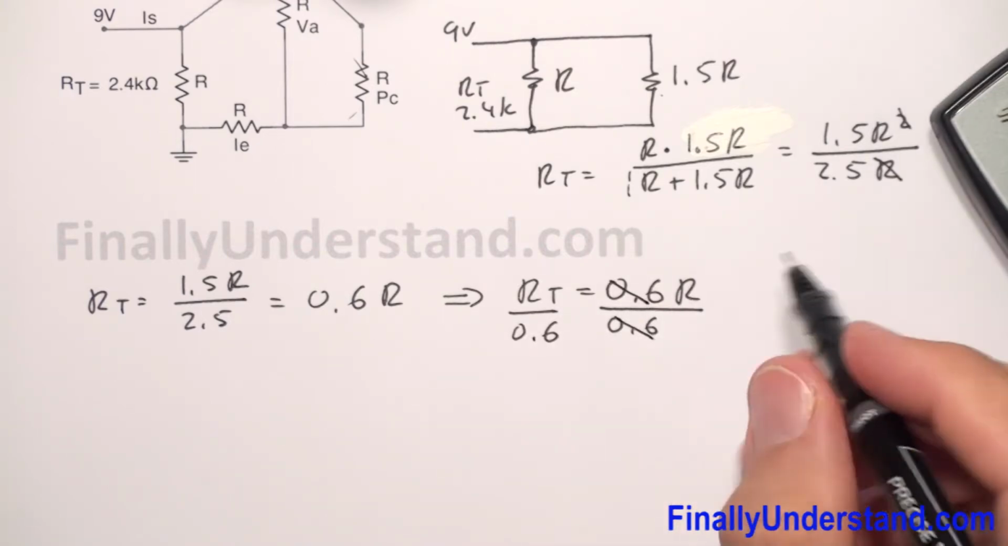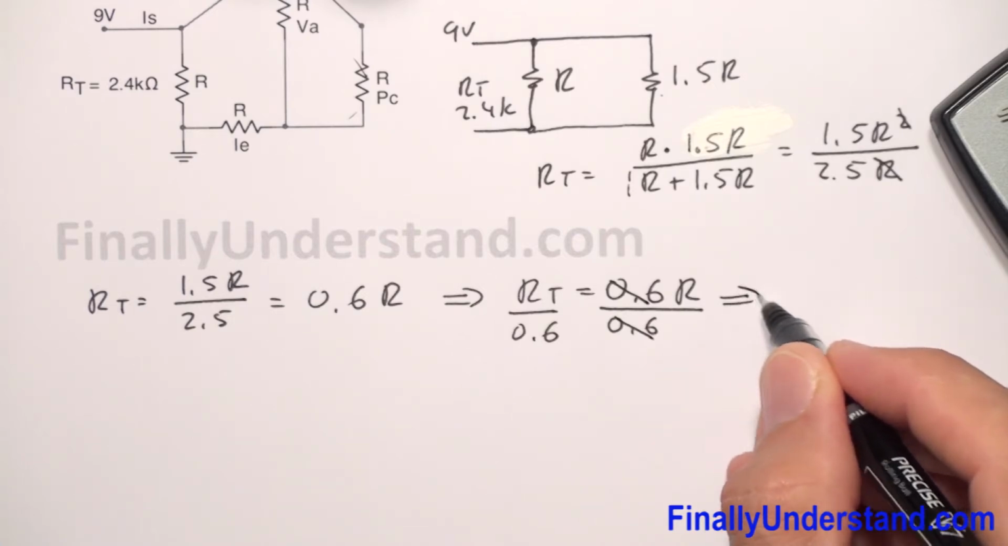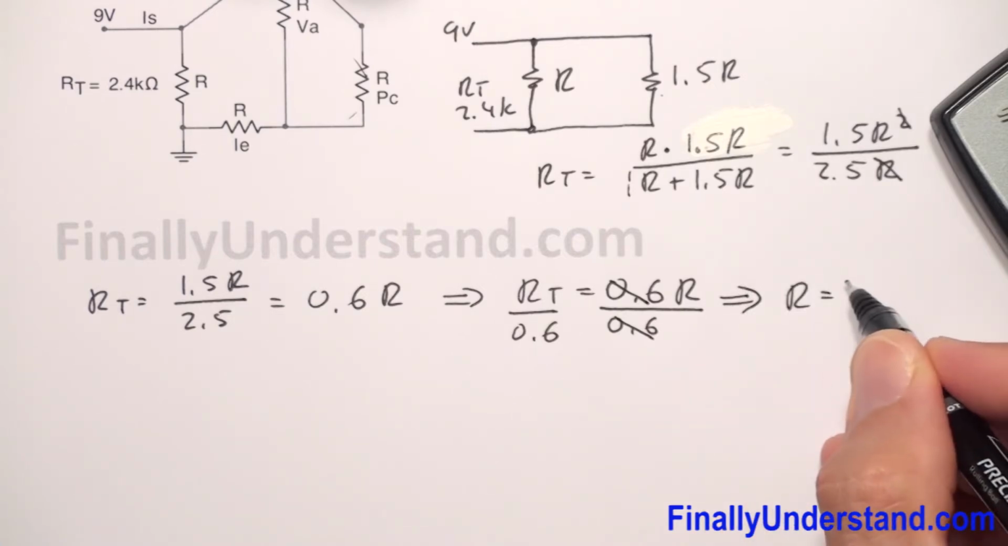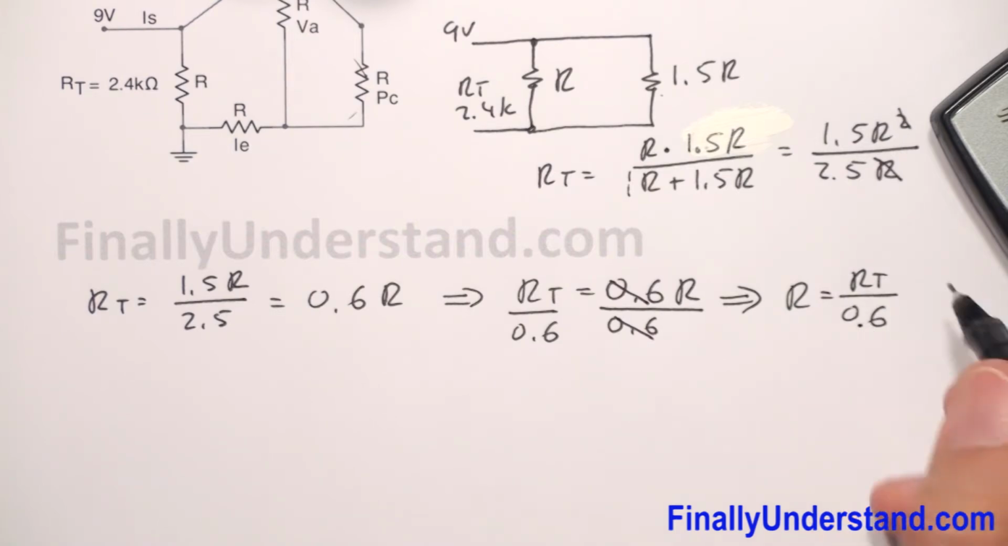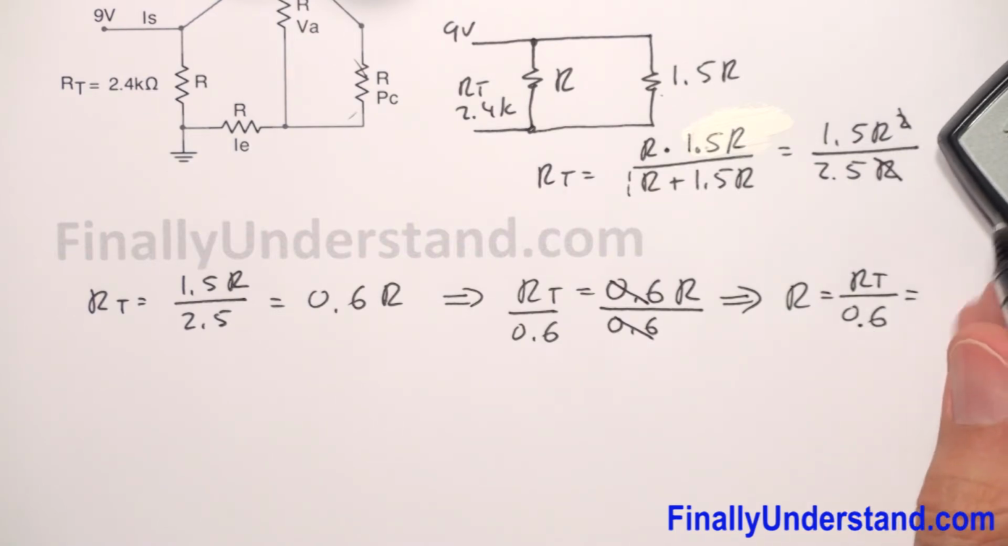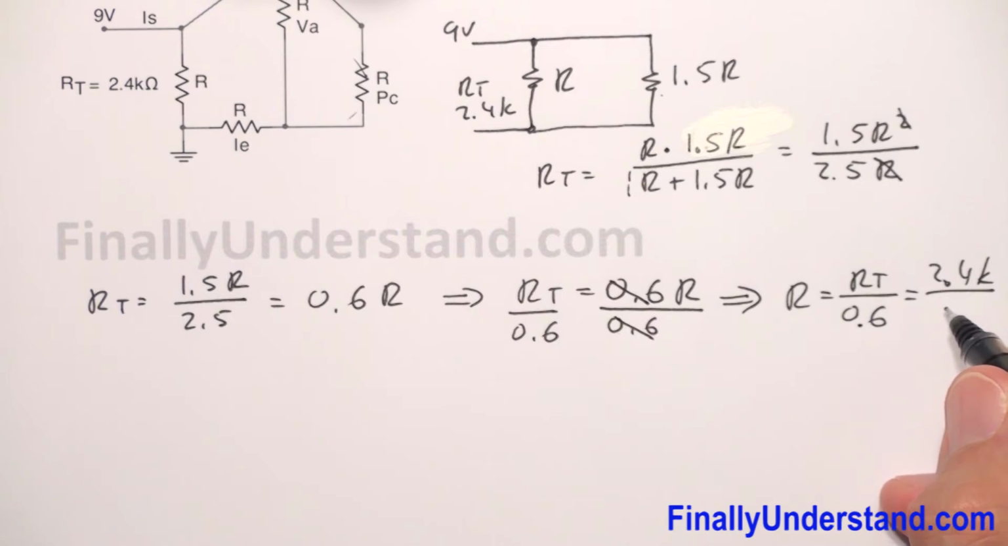This and this will cancel out. So I have something like this. R is equal to R total divided by 0.6. And R total is 2.4K divided by 0.6. Okay, this is 2.